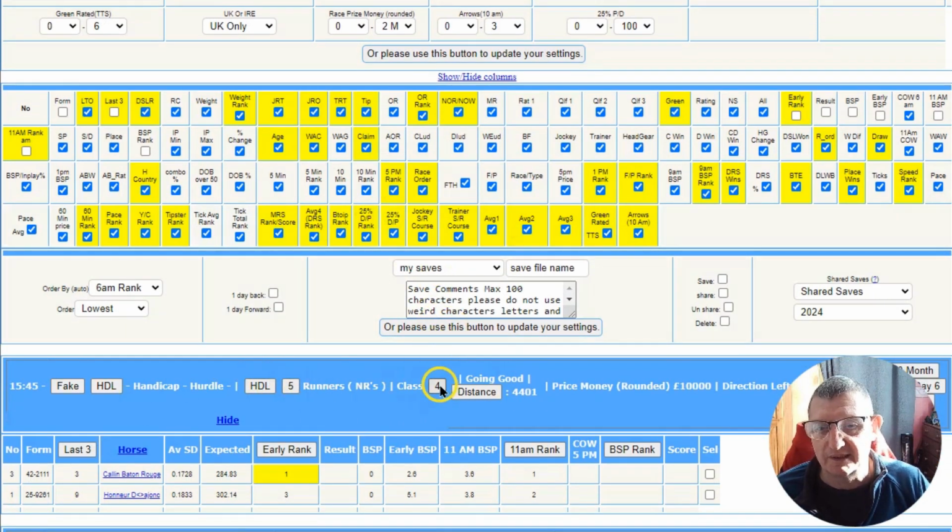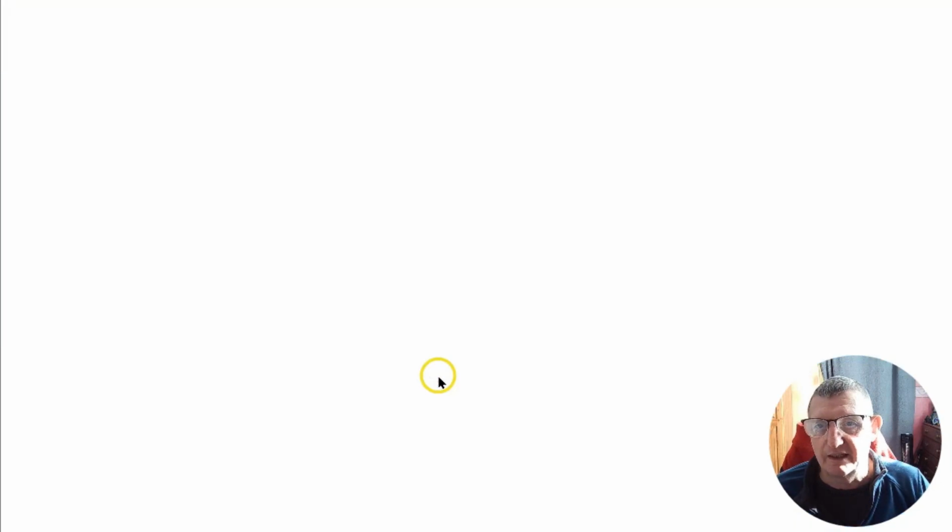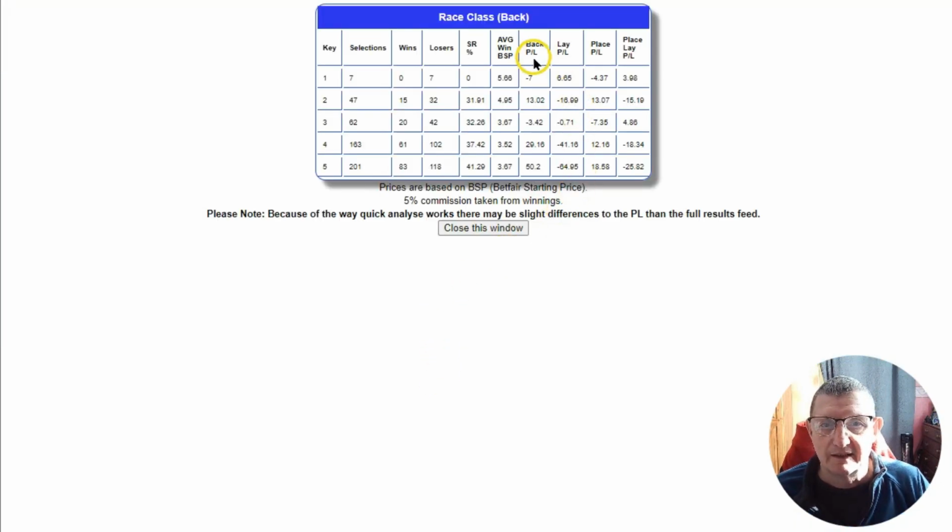So I could have a look at, say, class and go, is there any profit in particular classes? So as you can see, this is the back side. It also shows you on lay sides and that kind of thing. So theoretically, sticking to class 4 and 5, it's not really worth it. The number of selections, if you took these first 3, there isn't that many selections to go on. So we could argue only stick to class 4 and 5. It would lower the profit a little bit, but it might give you a little bit more consistency.